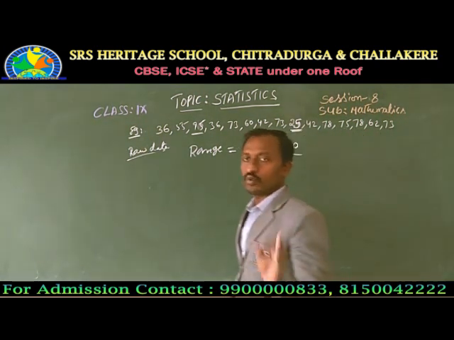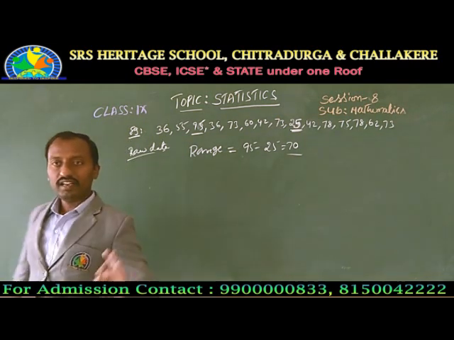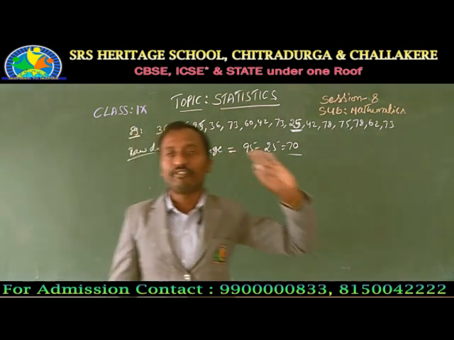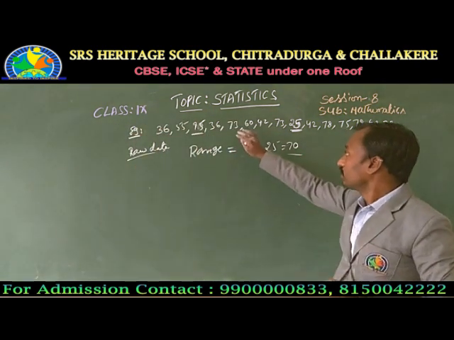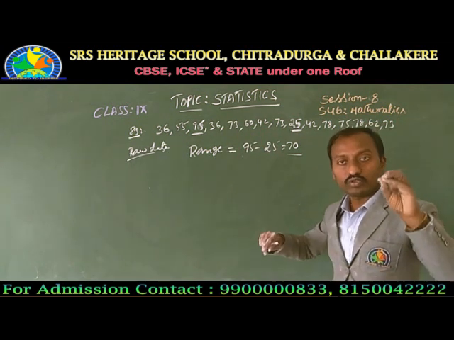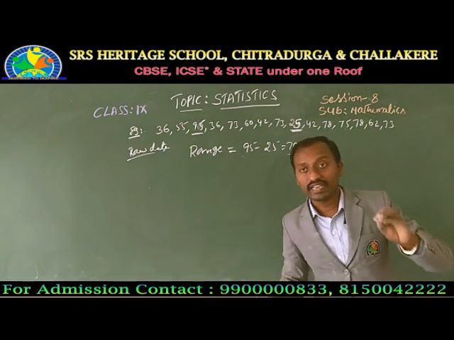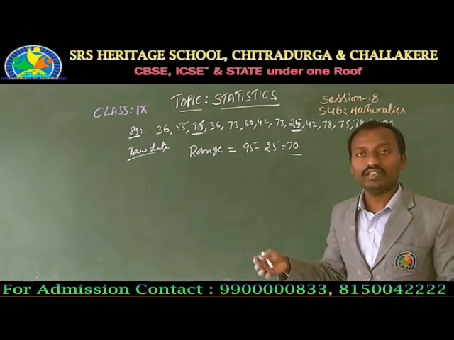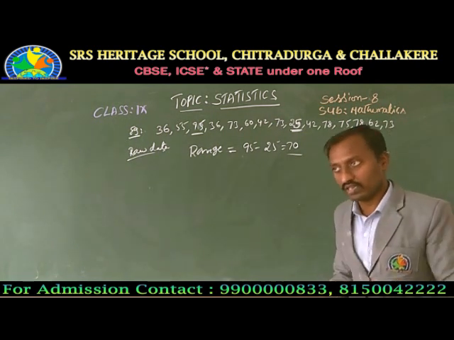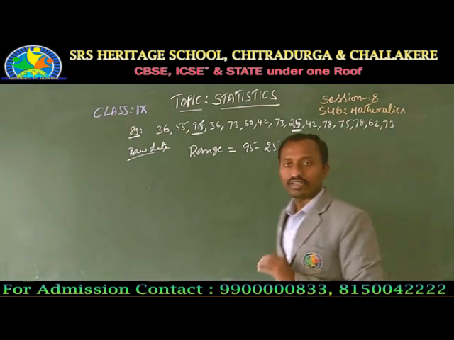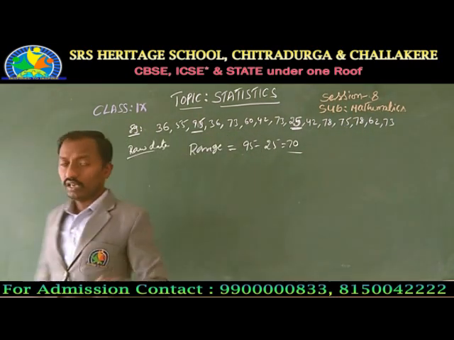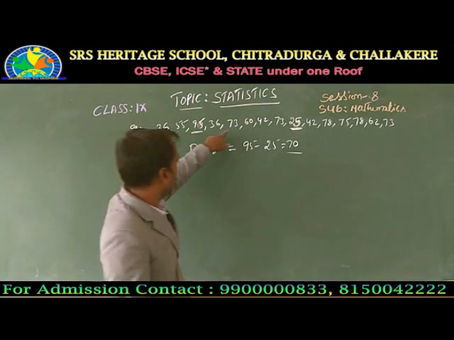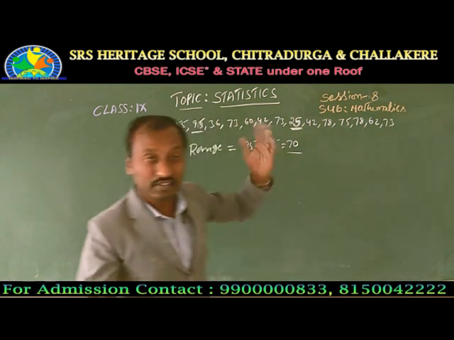Recall that the number of students who have obtained a certain number of marks is called the frequency of those marks. What is called frequency? How many students scored a particular mark is called frequency. For instance, 3 students got 73 marks here: 1, 2, 3. So 3 students got 73 marks in this case.